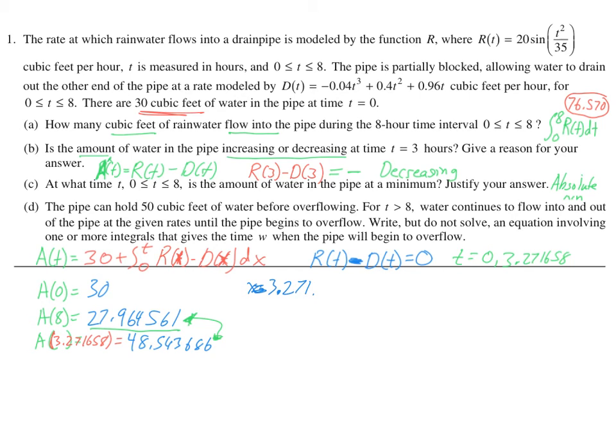What units is it? Hours? So the answer is 3.271 hours. It will have its minimum. I should probably say minimum at. I wrote that terrible. Your minimum is at 3.271 hours. Probably write that better. That would be the answer to C.